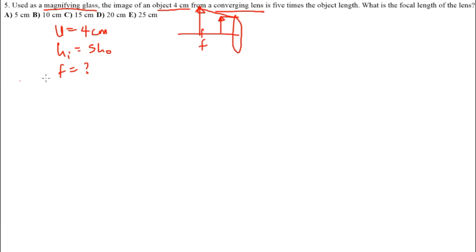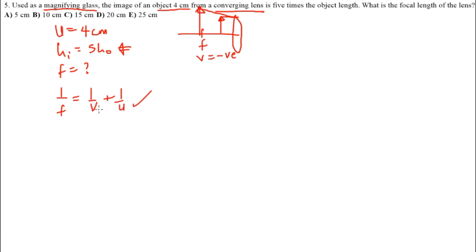So I will now have something of this nature. One of the consequences of this is that v is negative, because it will form a virtual image that is in the same position as that of the object. So that means my image distance has to be negative. But before we get to that point, let's consider this formula, because to find the focal length I need to use this formula, 1 over v plus 1 over u.